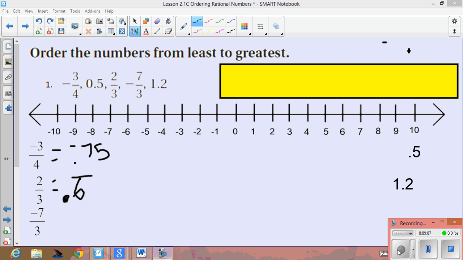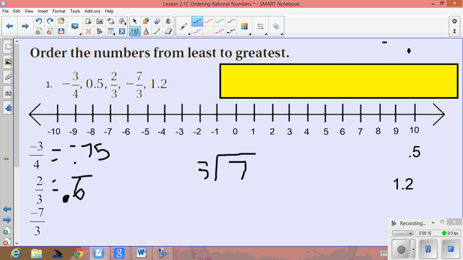Okay, now our next example, we have negative 7/3. So I'm going to take 7 and divide it by 3. Notice that the denominator always goes outside. So 3 goes into 7 2 times. 3 times 2 is 6. There is 1 left over. I add a decimal and a 0.